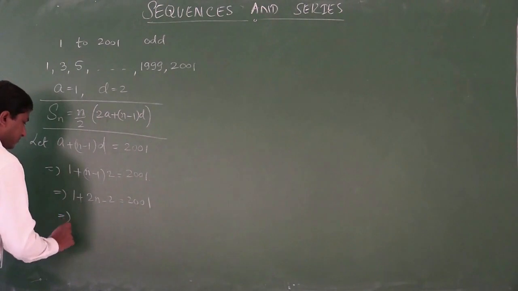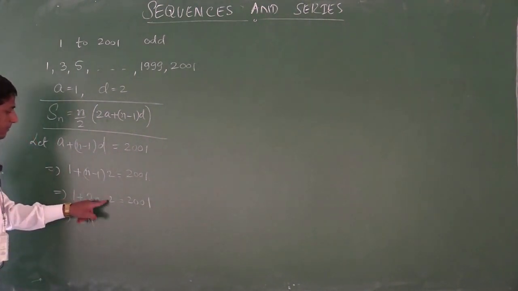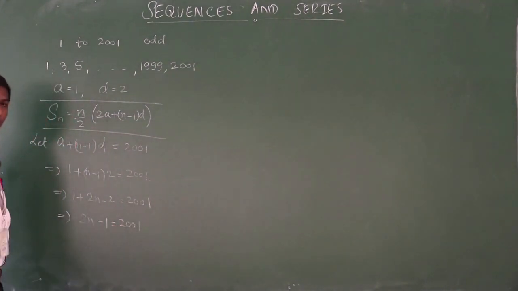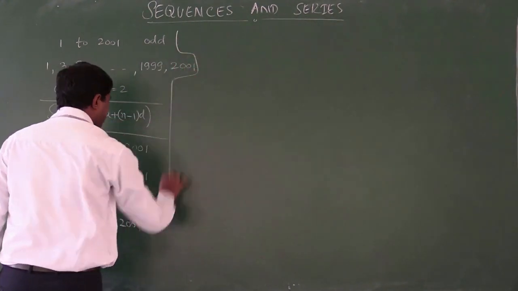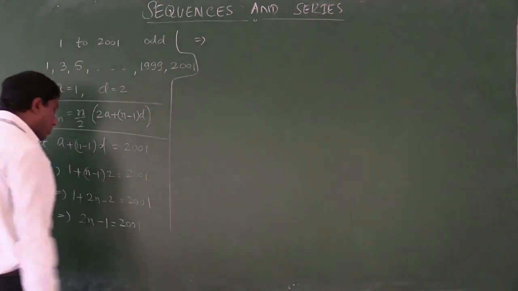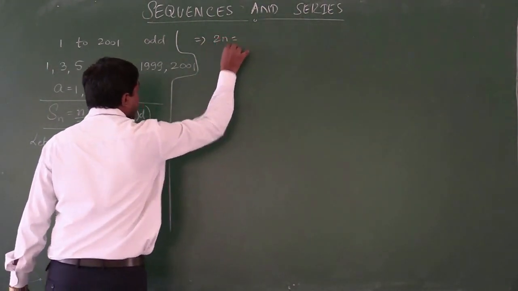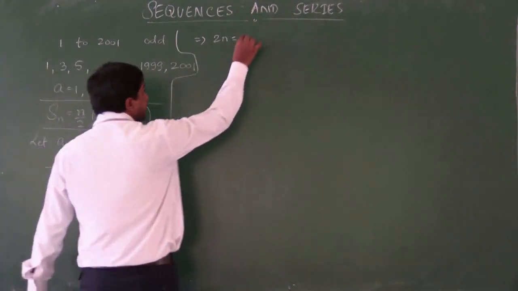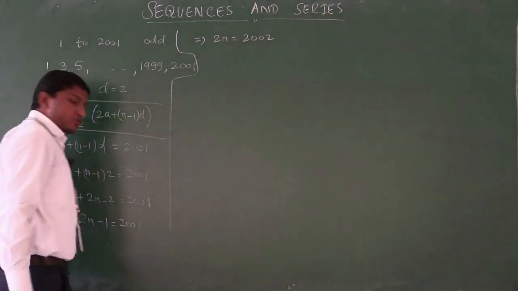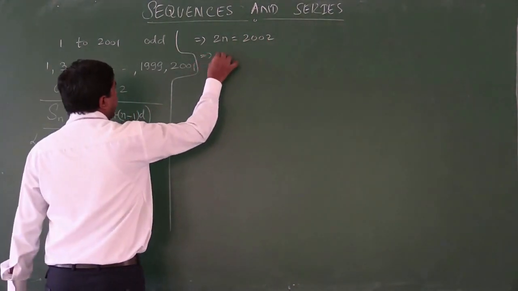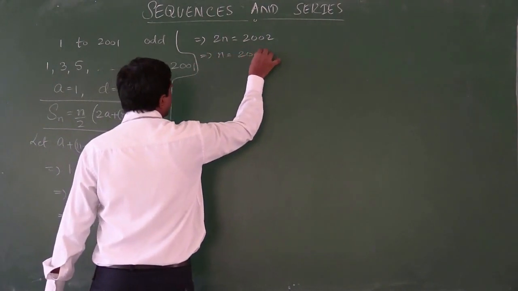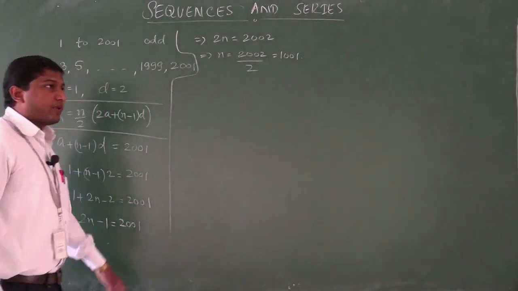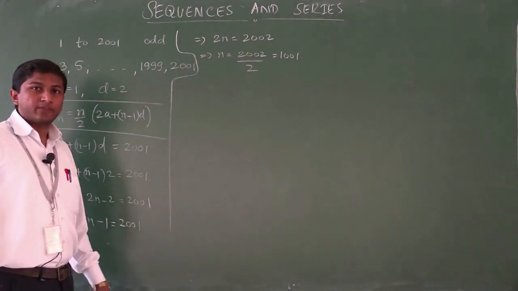Okay. Now the next step, 2n minus 2 plus 1 gives us minus 1 equals 2001. So taking minus 1 that side, what do we get? 2n as it is, 2n equals minus 1 becomes plus 1. So plus 1 plus 2001 is 2002. Okay. What is the value of n? n is 2002 by 2. You get 1001. So the value of n, we are getting it to be 1001.